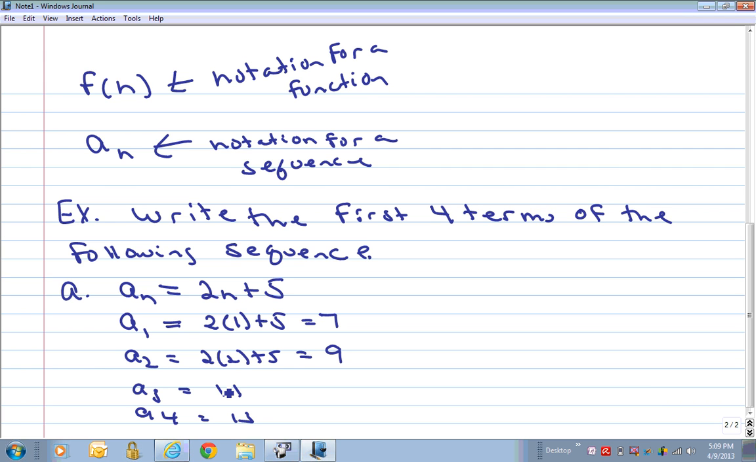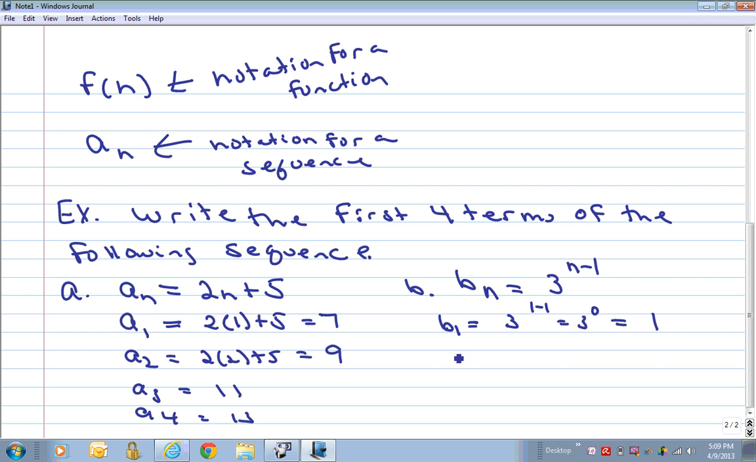Let's take another look at another example. Let's look at B. Again, we're going to have the first four terms, and we have b sub n. The n represents the term number, and we have the equation 3 raised to the n minus 1 power. So b sub 1 would be 3 raised to the 1 minus 1 power. Well, 1 minus 1 would be 0, so 3 to the 0. Anything to the 0 power is 1.